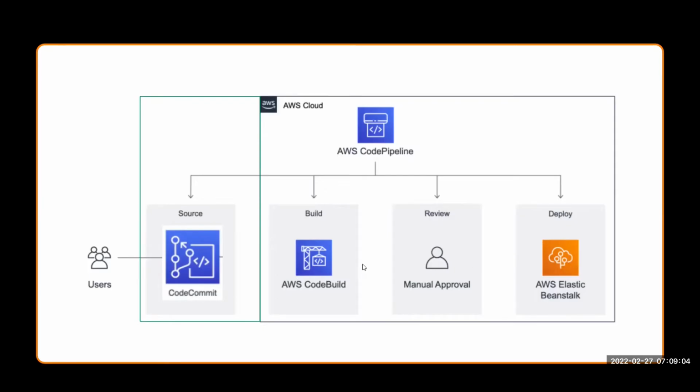So we will do it step by step. We need to first create the CodeCommit repository, then create the build project, then create the pipeline, and then obviously we need to have an application also, and that application should be running in Elastic Beanstalk. So this is the step-by-step process we need to follow here.